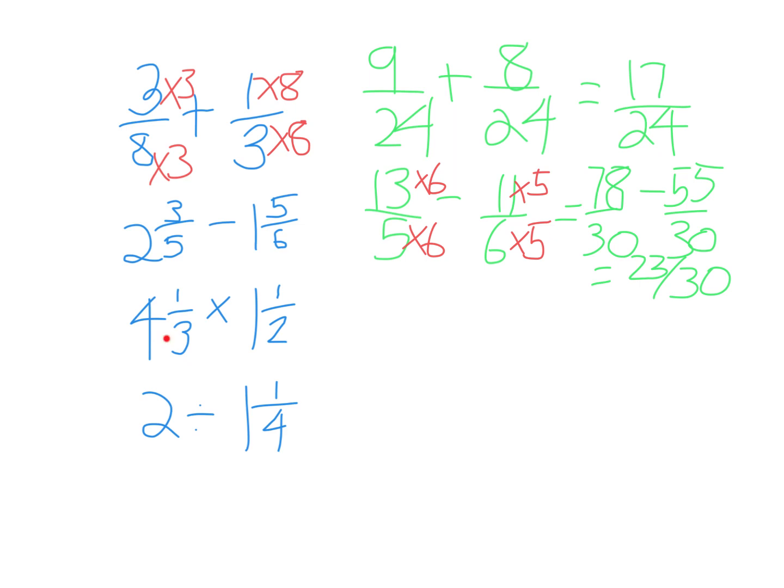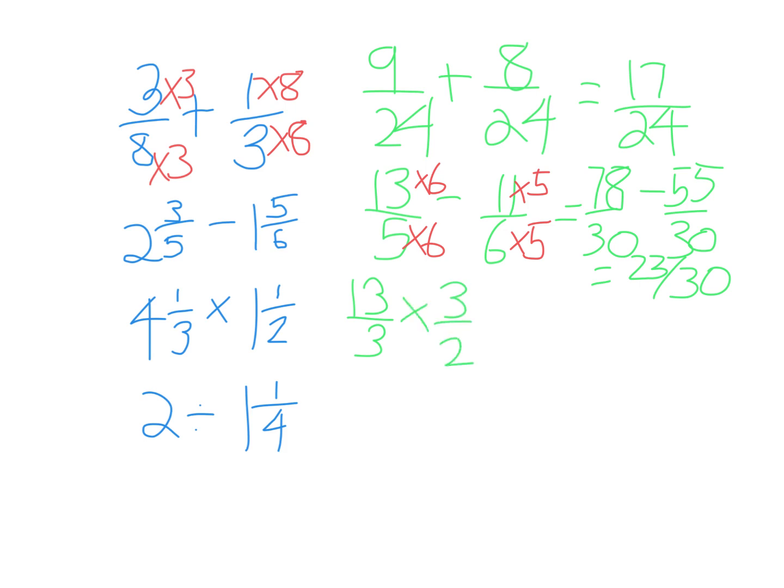So similarly, when we're multiplying mixed numbers, we're going to first convert them to improper fractions. So 4 1/3 is 13 over 3. You go 4 times 3 is 12, plus 1 is 13, keep the same denominator. Similarly, 1 1/2 is equivalent to 3 over 2.